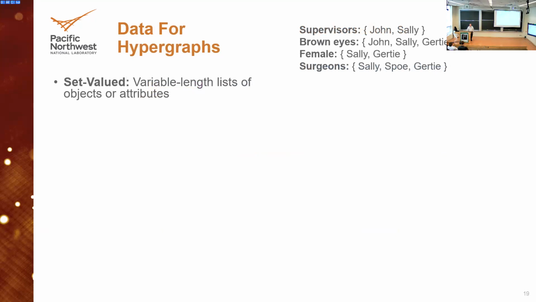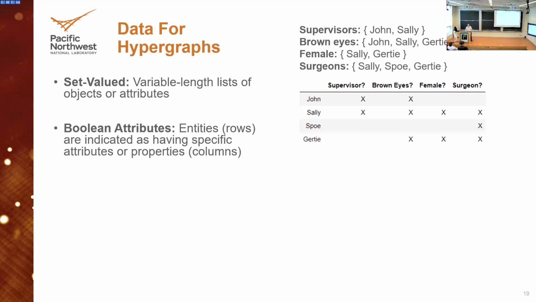So a little slide here on how data come for hypergraphs. First of all, set value data. I've got a collection of groups. I actually measure things in groups. If you have a sensor that reads off in groups and gives you a variable length list effectively, right? So it's not a traditional sensor that's reading off single numbers or fat vectors that are full of the same kind of information over and over again, rather variable length lists. So I've got the supervisors, those with brown eyes, the females, and the surgeons. And I can put that into this relational form. I've now formed an incidence matrix, basically Boolean attributes. Entities on the rows are indicated as having specific attributes or properties on the columns.